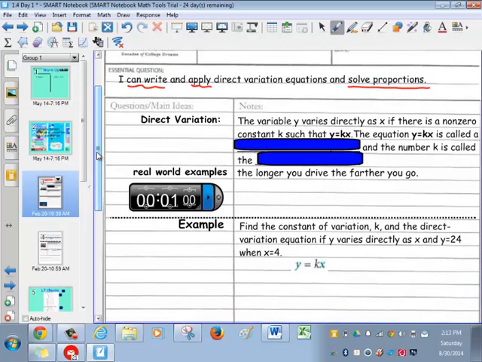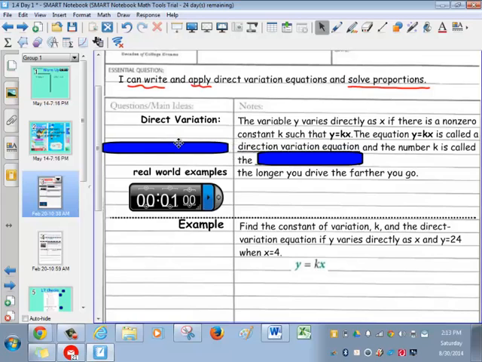I'm going to talk a little bit about what direct variation is. Well, the variable y varies directly as x if there is a non-zero constant k such that y equals kx, k times x. The equation y equals kx is called a direct variation equation. And the number k is called the constant of variation. Why do they use a k and not a c? I don't know, but that's what it is.